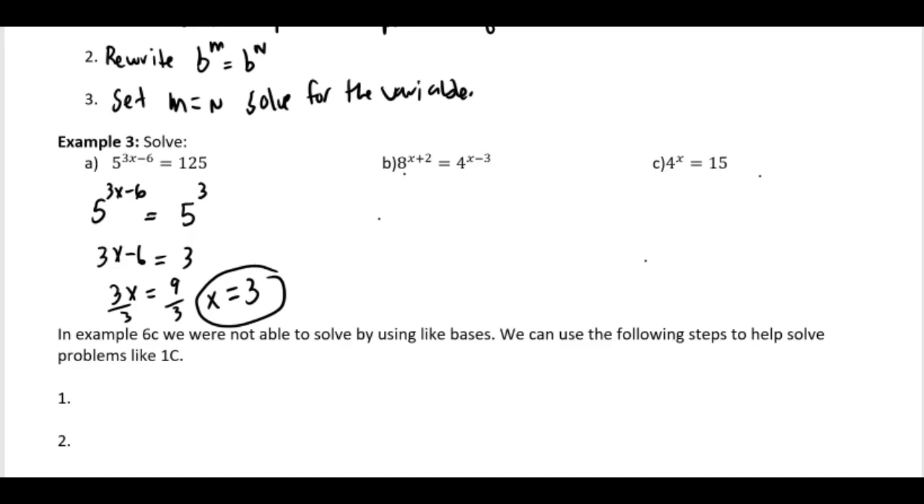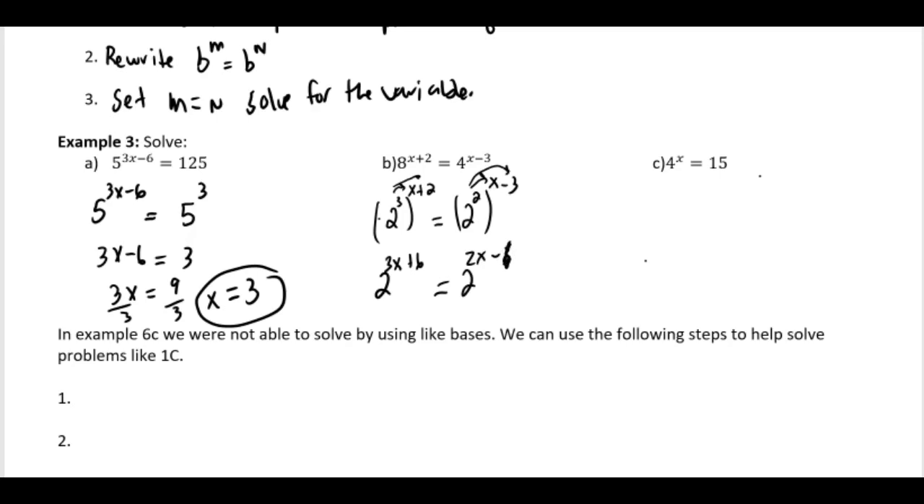The next one, I have an 8 and I have a 4. So I can write this 8 as 2 cubed, and I can write the 4 as 2 squared. Since I have an exponent raised to another exponent, we can multiply them. So this would be 3 times x is 3x, and 3 times 2 is 6. And then 2 times x is 2x, and 2 times negative 3 is negative 6.